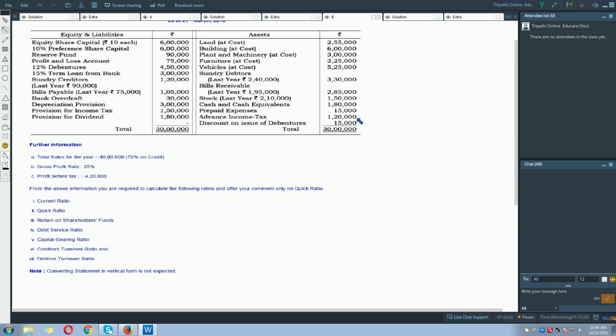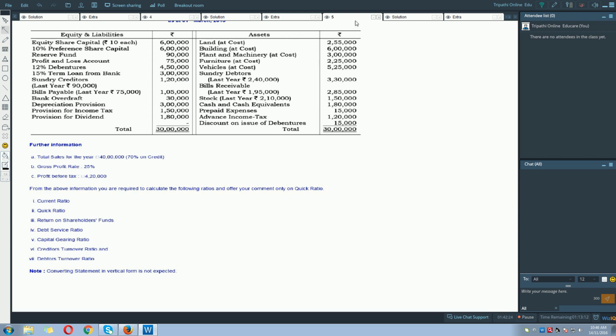Further information: total sales for the year rupees 40 lakhs, 70% on credit. B. Gross profit rate 25%. C. Profit before tax is 4,20,000. From the above information, you are required to calculate the following ratios and offer your comment only on quick ratio. So we'll have to give the comment only on quick ratio.